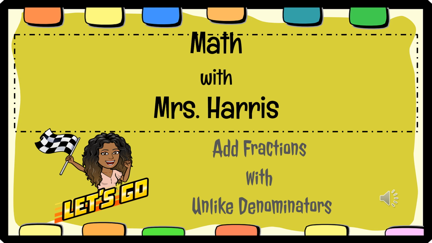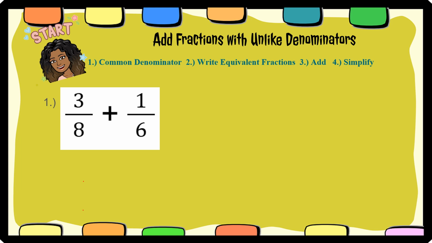Today we're going to be adding fractions with unlike denominators. If you were watching my video last time, we had started to find the common denominator and then rewrite the equivalent fraction. So today, to find out how to add fractions, number one, find the common denominator. Number two, write the equivalent fraction. Number three, add. And four, simplify. So our first problem is 3/8 plus 1/6.